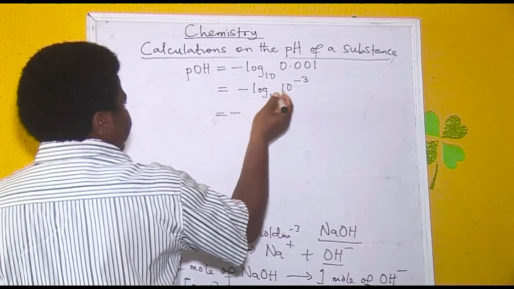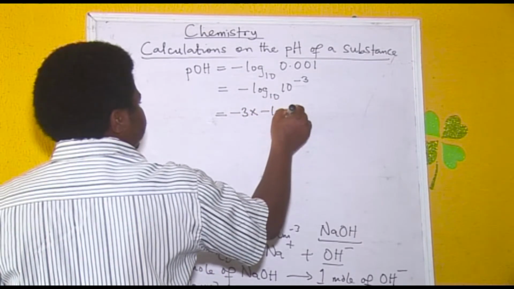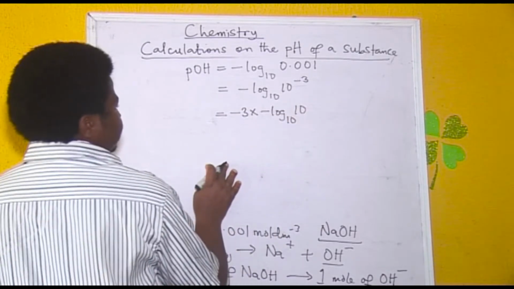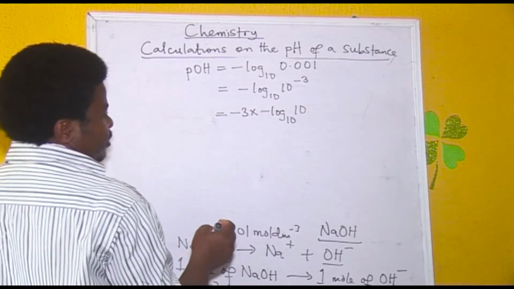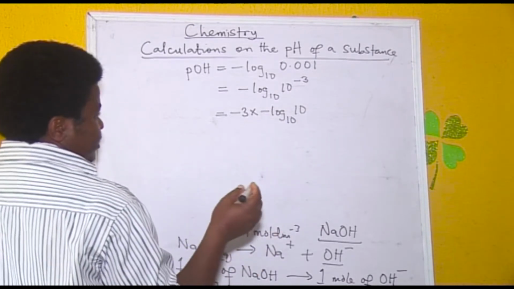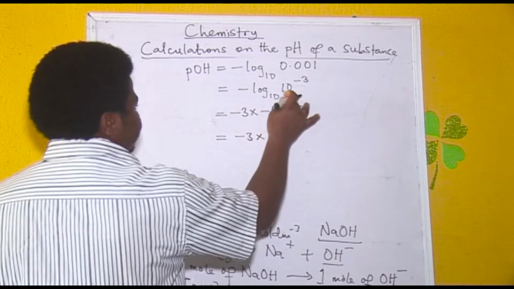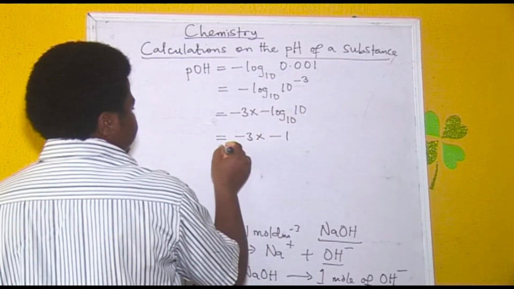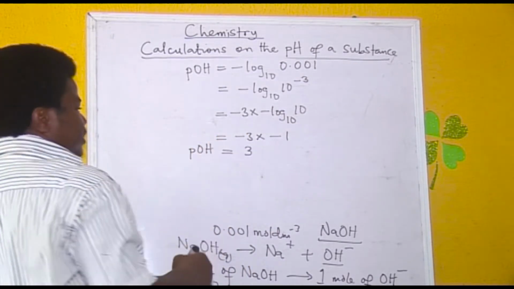Minus, using the laws of logarithm, minus 3 times minus logarithm of 10 to base 10. And in logarithm, if you have a logarithm of a number to the same number, provided the number is not 1 and it is not 0, then we can say it is 1. Minus 3 times log 10 to base 10 is 1. So the pOH of that substance is 3.